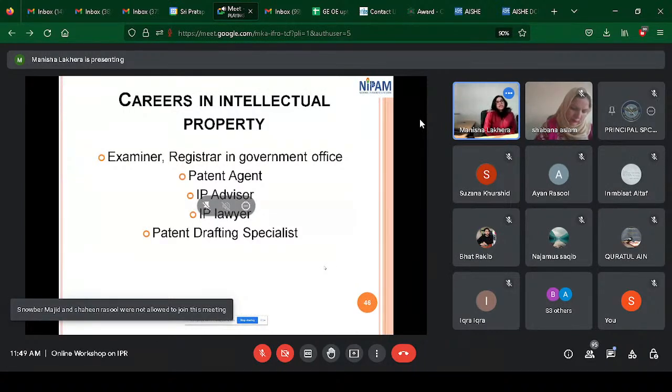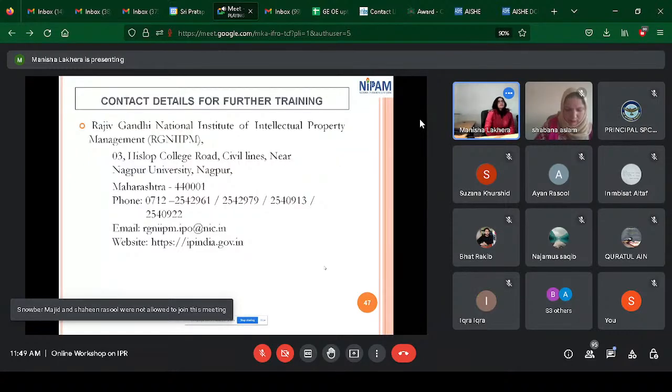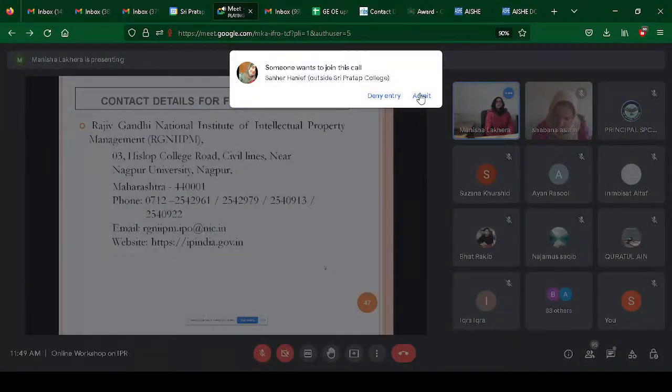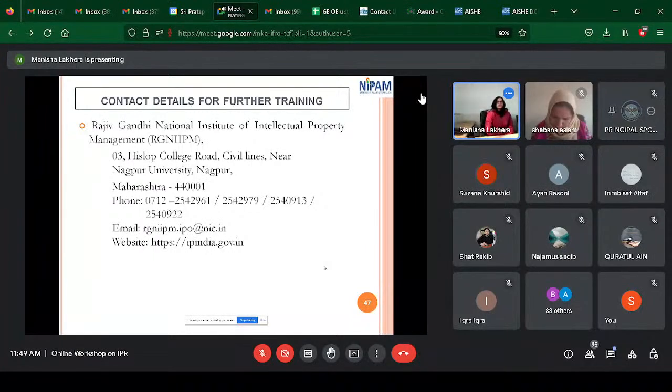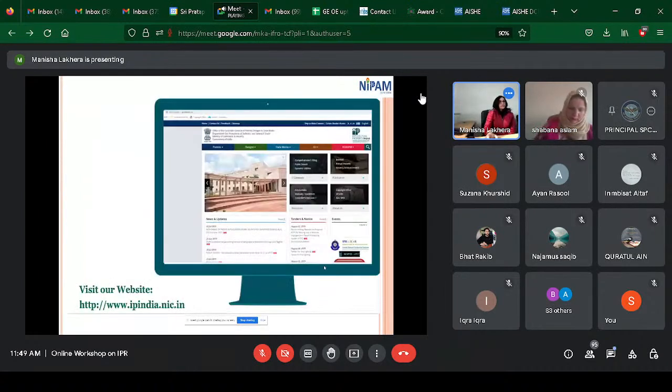So career options in intellectual property. You can become an examiner like me in the patent office, or you can also become a registrar in the copyright and trademark office. Then you can also become a patent agent, sorry, IP advisor or IP lawyer or patent drafting specialist. For further training, you can contact Rajiv Gandhi National Institute of Intellectual Property Management, which is situated at Nagpur, Maharashtra. And you can also visit our website at ipindia.nic.in.